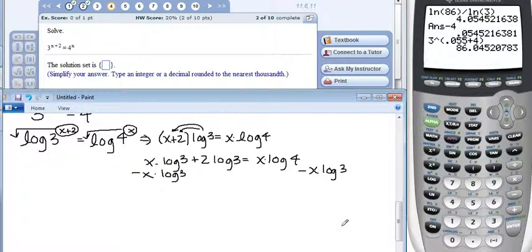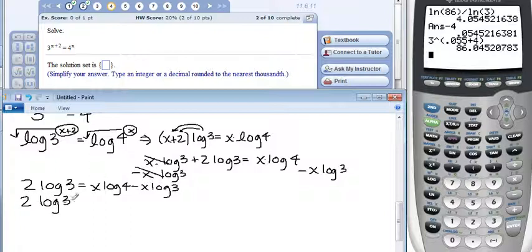Let me get down just a bit. So this is gone. So now I have 2 log of 3 equals x log of 4 minus x log of 3. Okay. Now I'm solving for x. I have 2 x's in here like that. So I'm going to take out my common x. That's called factoring. Yuck.